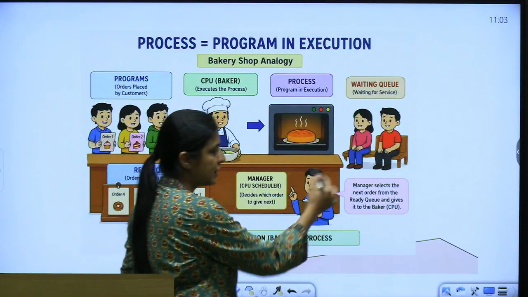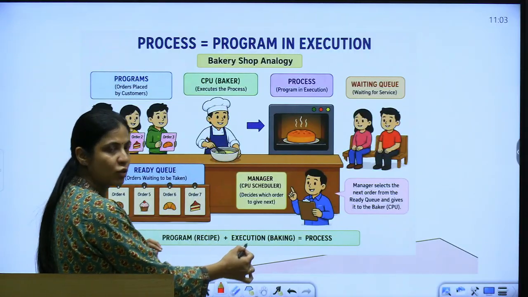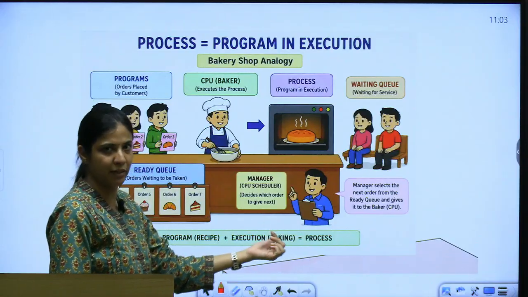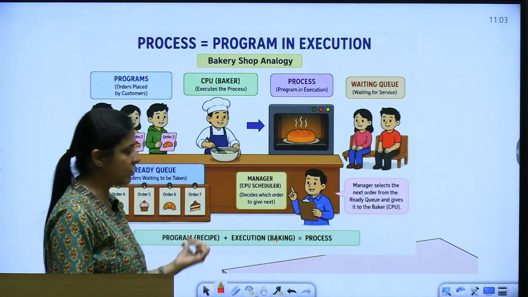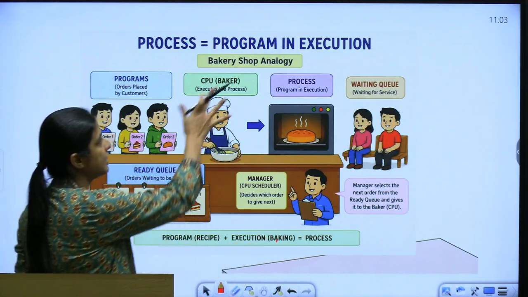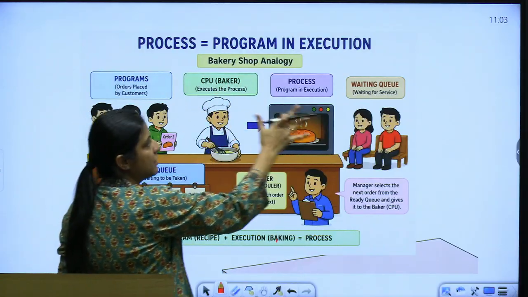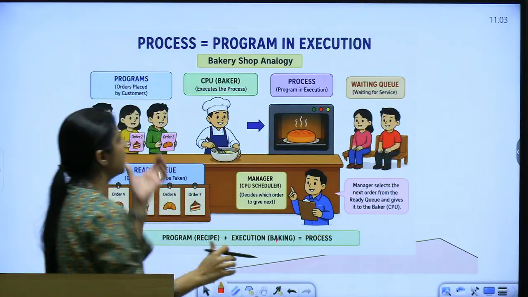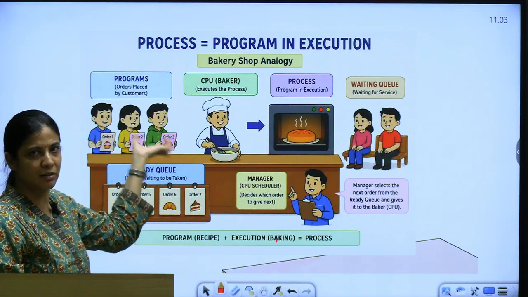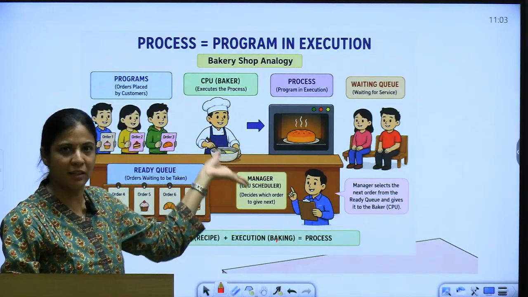So here, the program is the recipe, and the execution, which is the baking part, together make a process. The process is the CPU or baker doing the work, processing the order which has been placed by the customers.